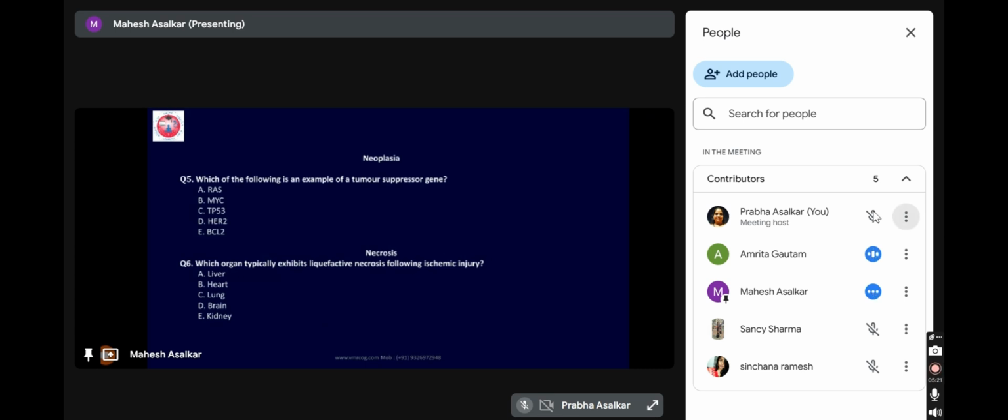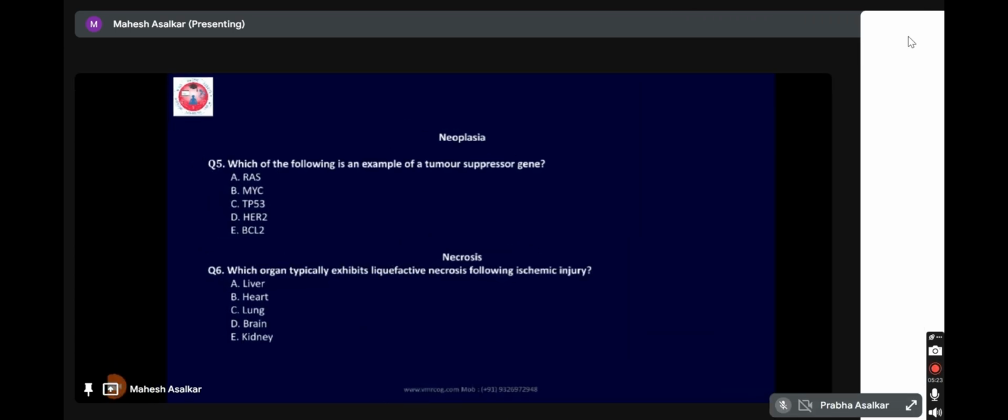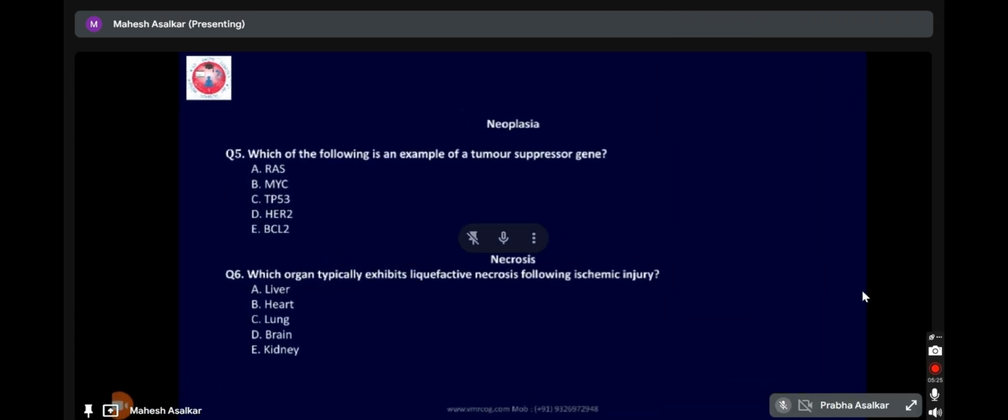Question number 6. Which organ typically exhibits liquefactive necrosis following ischemic injury? Sir, option D, brain.